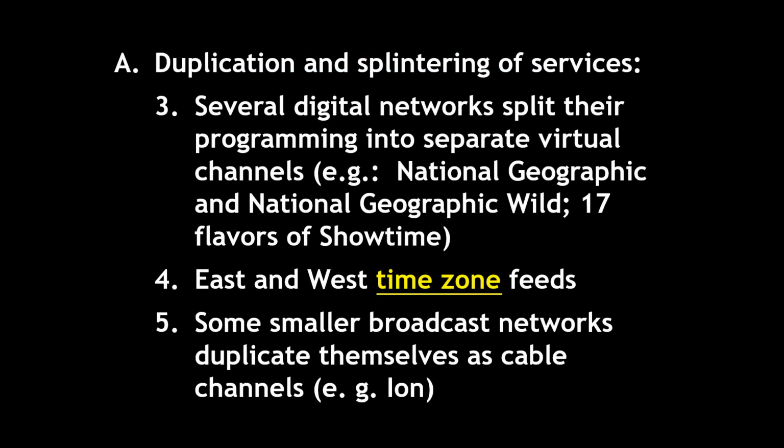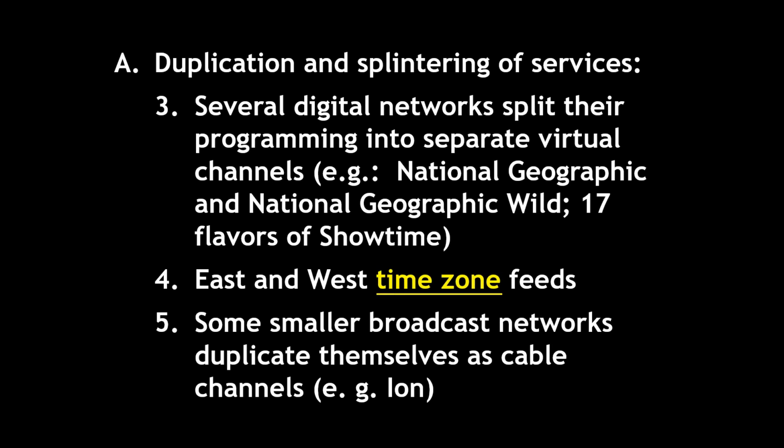Several digital networks split their programming into separate virtual channels. So, for example, you have National Geographic, and then you have National Geographic Wild. You also have somewhere around 17 different flavors of Showtime available out there for just about every taste. You also have splintering by means of different feeds for different parts of the country. There's an East Coast feed and a West Coast feed that is many times going to be available by the cable networks.